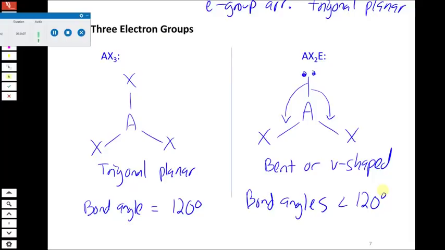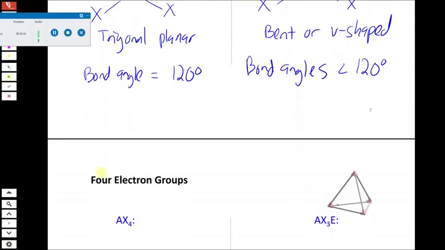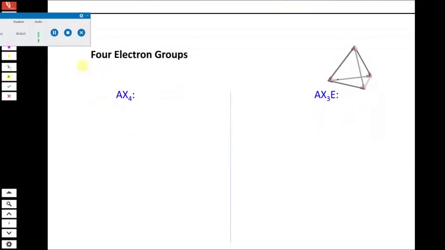So lone pairs do compress the bond angles a little bit, but without any other information, you would still predict that they're 120 degrees or at least close to that. Okay? So that's bent or V-shaped. We're going to move on now to 4 electron groups. So we're going to go all the way up to 6. We have a few more to do.